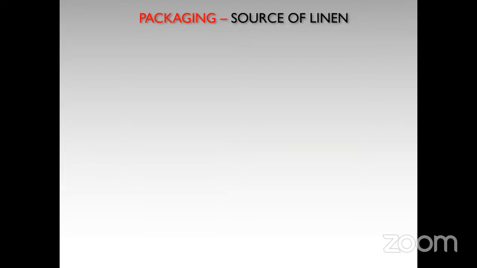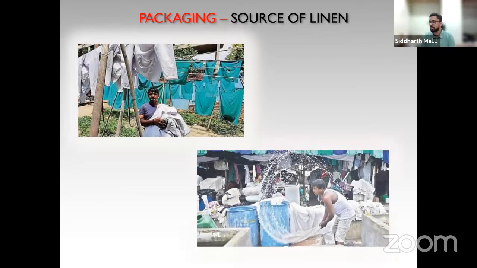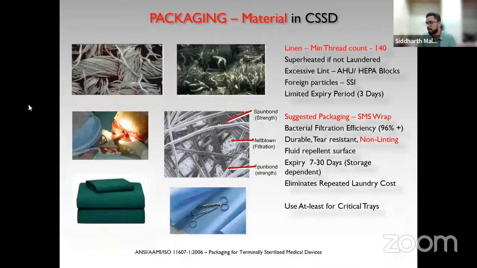All right. So the next slide is basically the source of linen which is used inside your hospital. These are the places from where, if you have outsourced linen, chances are that your linen is being washed this way. And if this is the kind of linen that you are using inside your hospitals for your CSSD and trays, then it's a difficult part. So packaging: whatever linen you are using, we are not saying that you should use new linen every time, but it should be freshly laundered, dried, and properly packed. So this is how your linen looks.